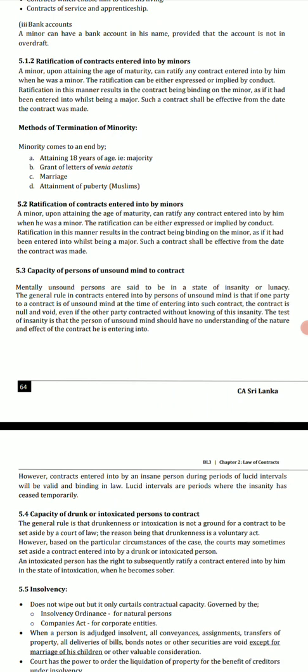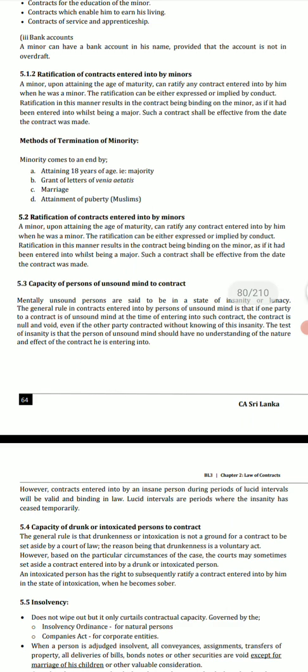So, methods of termination of minority. Once you attain the age of 18, you become a majority. Also grant of letters of administration, things like that, or marriage. Once you are at the age of 17, you can get some sort of legal benefit by getting married. Attainment of puberty in Muslim law, by the age of 12 or 13. That's Muslim law in this country, so they have that privilege.